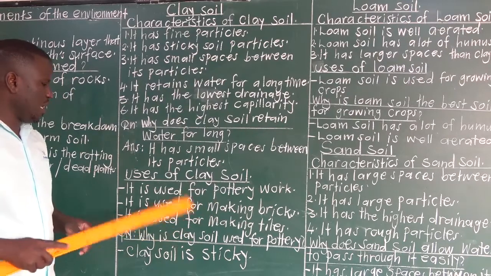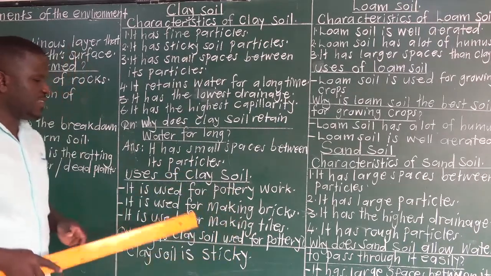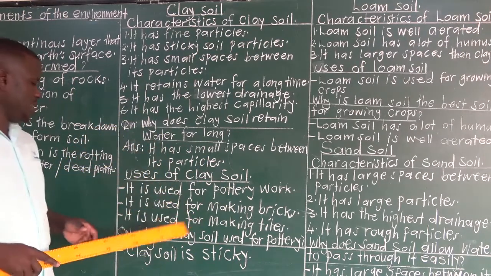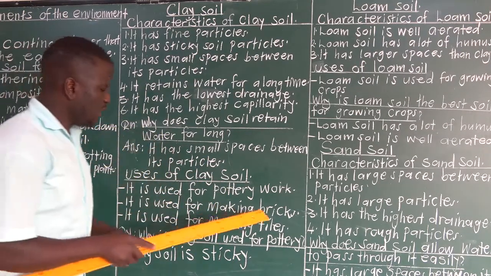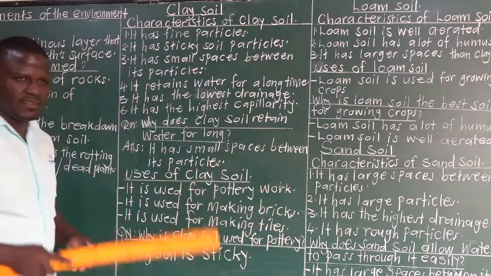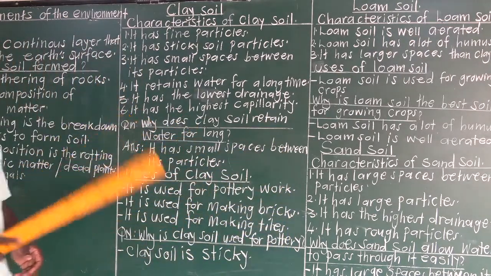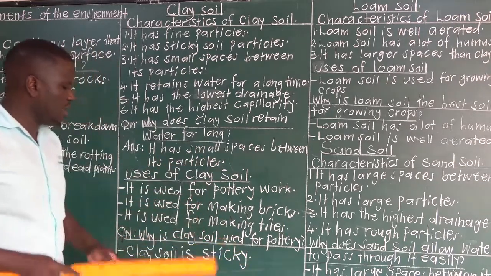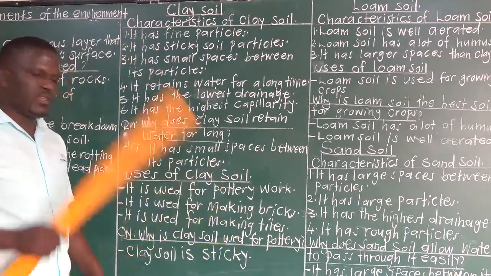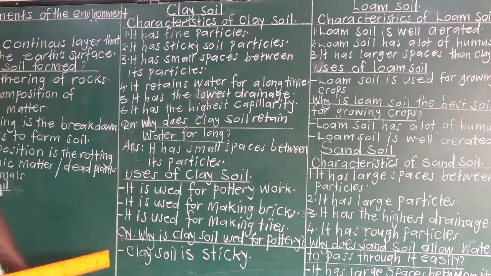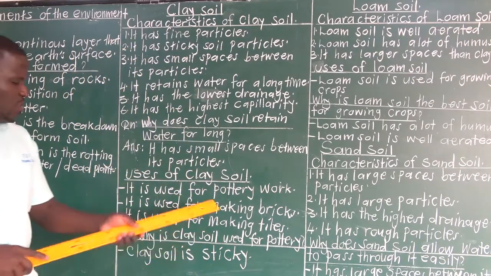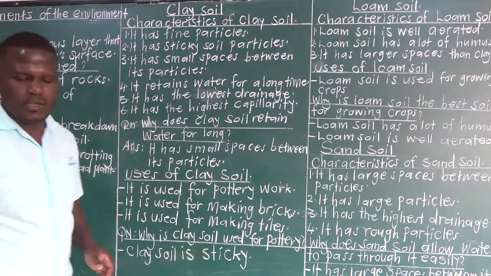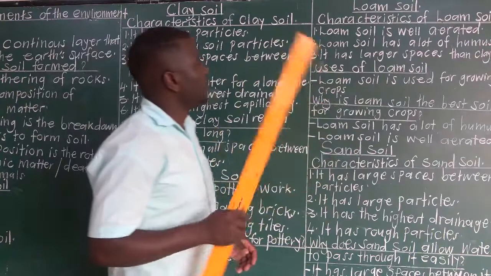Then number two, clay soil is used for making bricks, or brick making. Then number three, clay soil is used for making tiles. So why do we use clay soil to do all this pottery work? It is because clay soil is sticky. There's a question here: why is clay soil used for pottery work? Clay soil is sticky, or it has sticky soil particles.